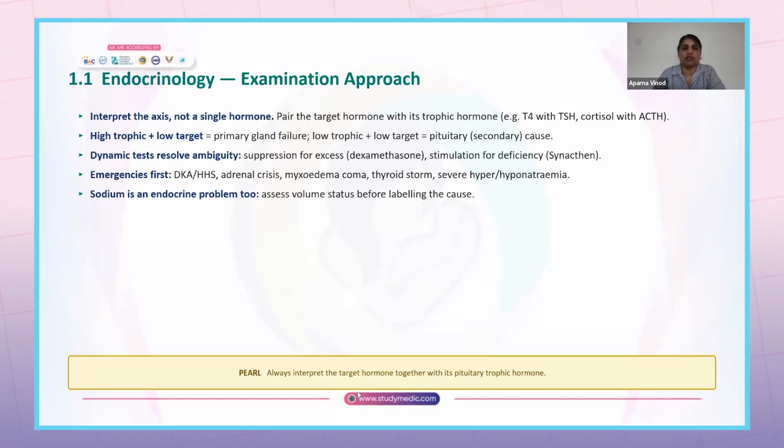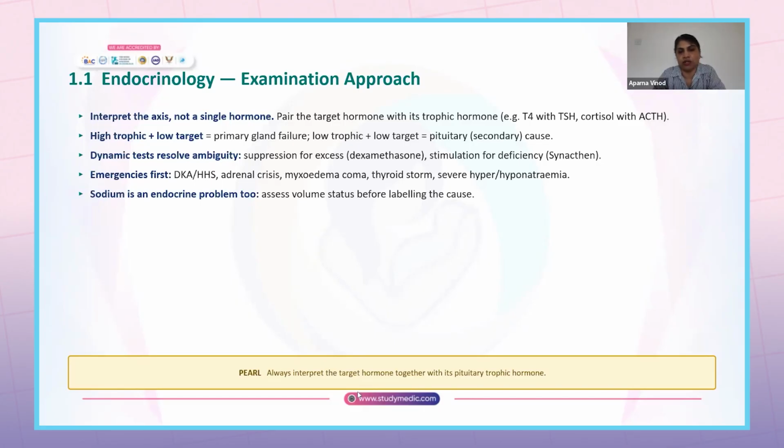Before we get into the content, there is always an approach on how you're going to see the questions and how you will arrive at the answers. A few tips on how you should approach the questions in endocrinology. Never interpret a single hormone. It is always an axis. So even if you find abnormalities in a single hormone, try to look for abnormalities in the axis as well.